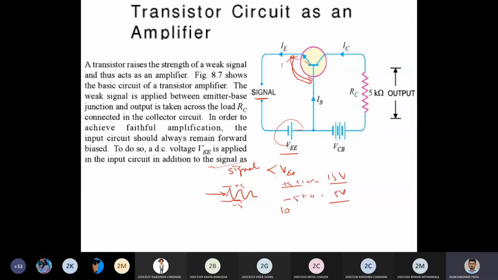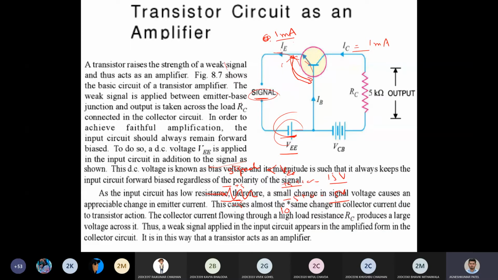According to the change, the higher the voltage at this point, the higher the current that will flow in the emitter. If the emitter current is higher, we know that most of the current will flow through the collector. So if the emitter current is higher, your IC, the collector current, is also higher. Now let's consider an example. Let us say I am changing IE by only 1 milliampere by changing this signal. Then almost 1 milliampere will flow through my collector.